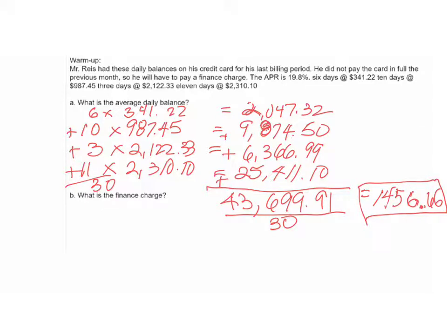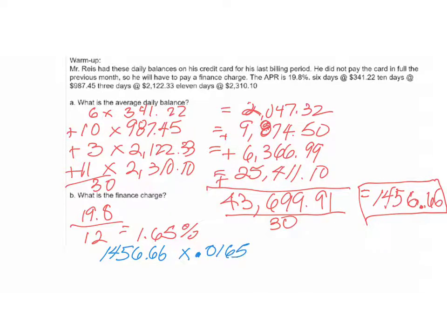Now that we have average daily balance, we can determine the finance charge. To do that, though, we need to know the monthly finance charge first. So we take 19.8, which is the annual percentage rate, and we divide it by 12 months in the year. When we do that, we get 1.65%. So I'm going to switch colors there so we can stand out. What we have then for our finance charge is $1,456.66 times 1.65% as a decimal, which is 0.0165, equals $24.03. That is the finance charge for that month.